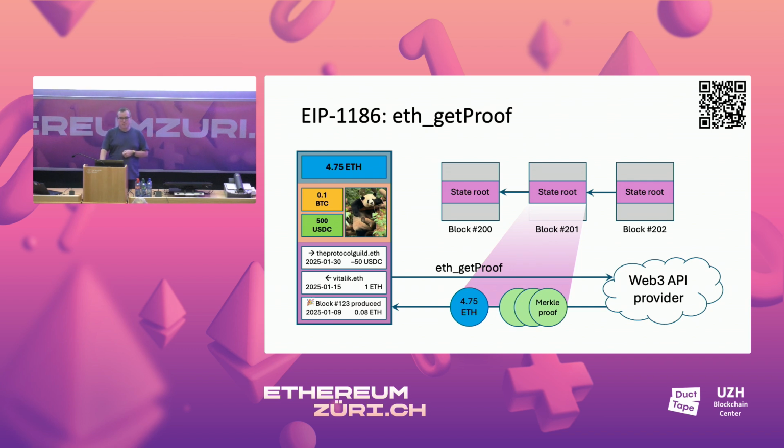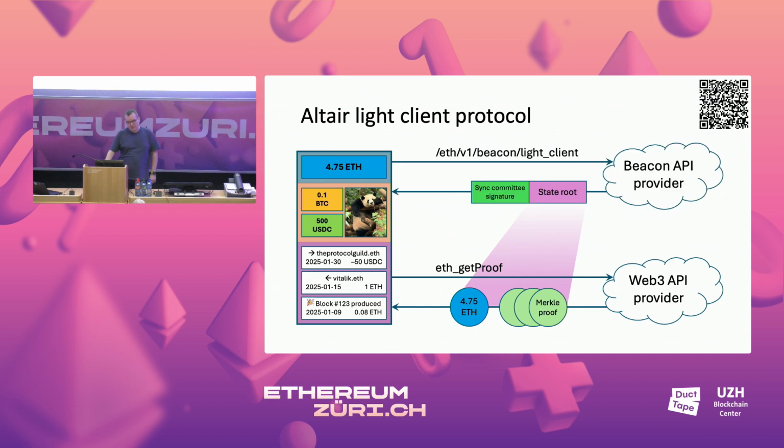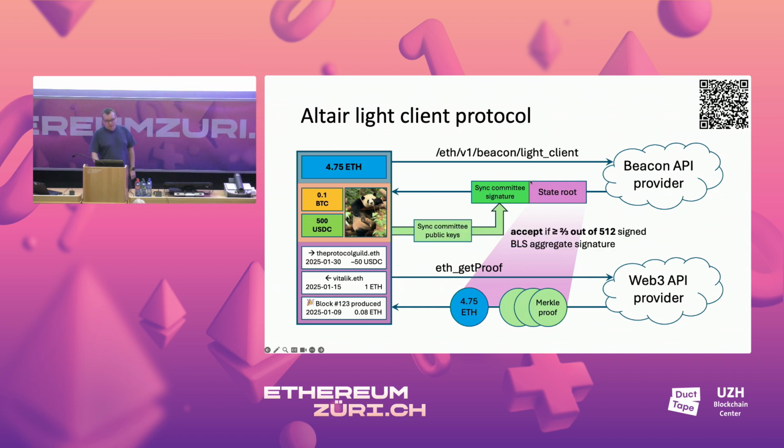And that's from the beacon chain, it's called the Altair Light Client Protocol. And every single block is signed since proof of stake. And there is a subset of validators called the sync committee. It's only 512 validators, so it's very compact to track all those public keys. And with that, we can check the signature and then know that the state root is correct. This is a BLS aggregate signature. If a supermajority of the 512 sync committee members sign the message, then we trust that it's right.